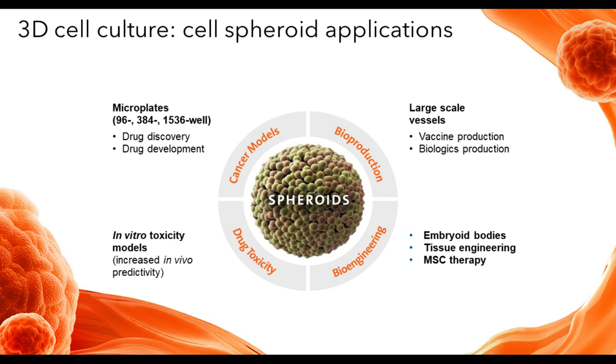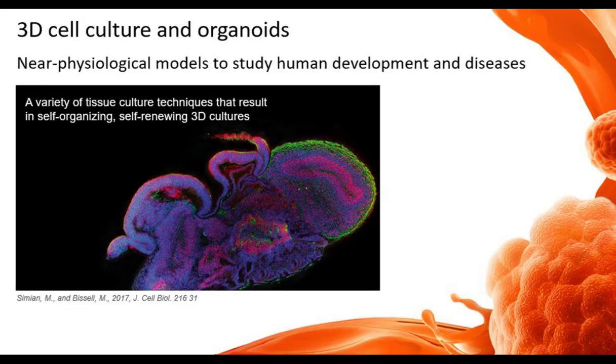Not to be covered today are the applications of spheroids and 3D culture in other areas. This field is moving into bioproduction, particularly in the production of vaccines as well as biologics. And finally, with mesenchymal stem cells, growing them in 3D, particularly generating embryoid bodies, they can be used for not just therapy, but also areas of tissue engineering. Today, I want to focus on the application of 3D culture, spheroid culture, in the use of drug discovery and drug development.